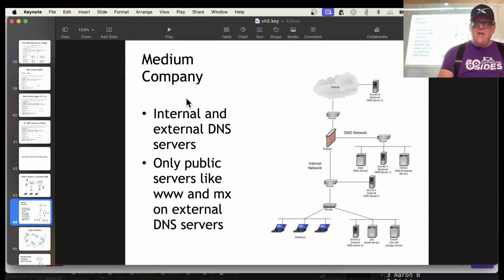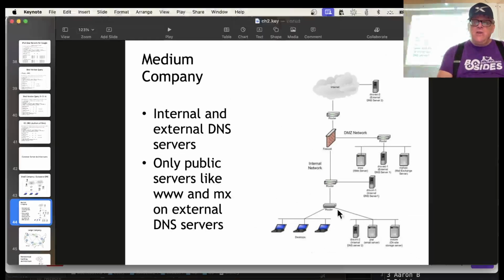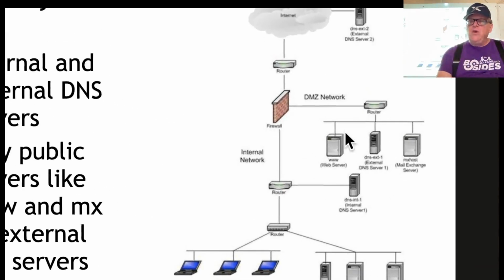For a medium company, you'd have internal and external DNS servers. You have internal DNS servers down here, which are used for outgoing traffic, and you only put public, and here you might have your internal servers on your internal DNS server so your company employees can reach them, like your accounting department and stuff. But to the external world, the only thing you'd put in the external DNS records is the servers you want them to find, the public servers, like your web server and your email server.